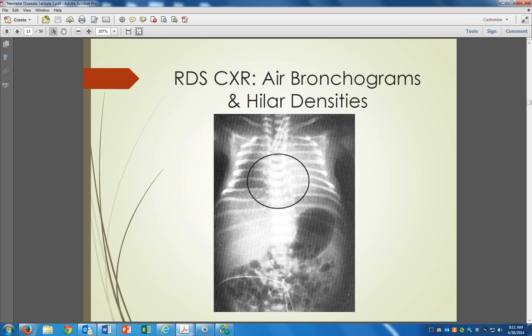And of course, you also may have air bronchograms, and I'm not sure you can see it that well here, but an air bronchogram is where we have hyperinflated airways. Distal to that is the atelectasis, and this is a hallmark of RDS. The other thing are the densities that will surround the hilar region. Now remember, the hilum is where the trachea is attached, and what extends from this are lymph tissues.